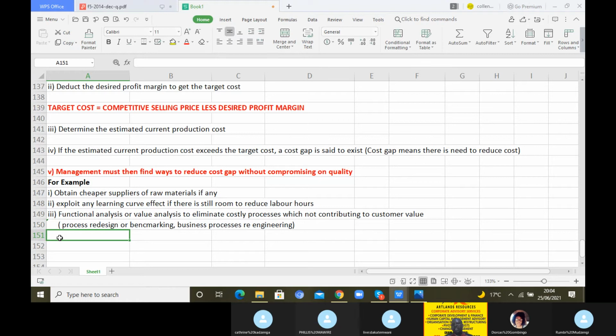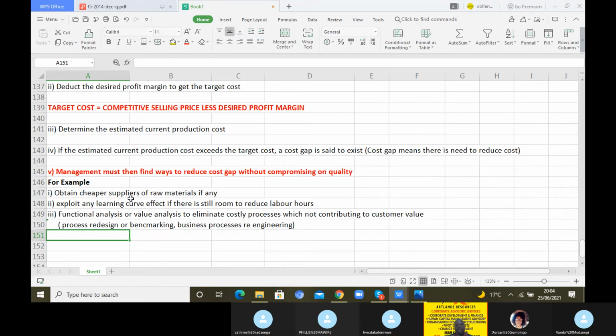Another way of reducing the cost gap is what Daka has said, like change the mix of cakes. But remember, that requires a question which is about cake production. So because these are general points, we can put it this way.